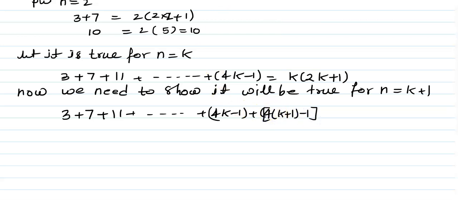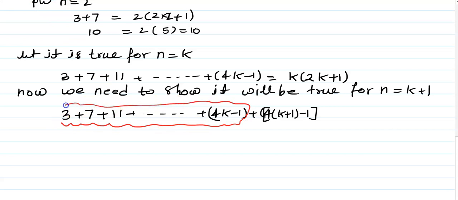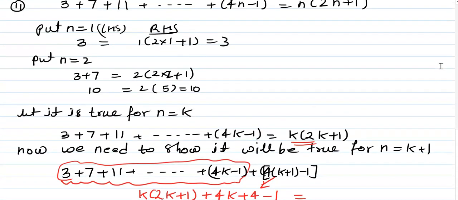Okay, now this term is equal to k(2k plus 1), so let's write down here k(2k plus 1), and this term is left, that is 4(k plus 1) minus 1. If you multiply inside, 4k plus 4 minus 1, and our right hand side term will be, so let me see from up what will be our right hand term.